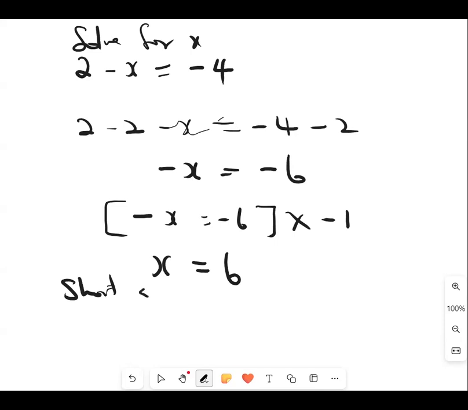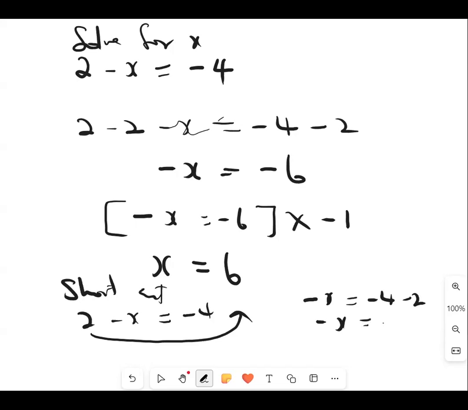Shortcut. Right? So you take the 2, you bring it over here, change the sign, so you get minus x equal minus 4 minus 2, so minus x equal minus 6. And the same thing you do here, right? You can mentally multiply by minus 1, so that implies that x equals 6.